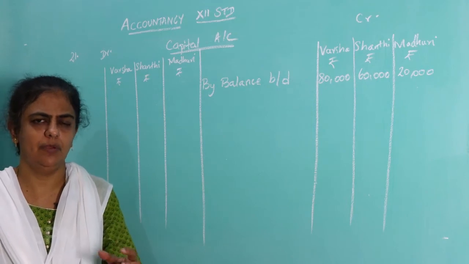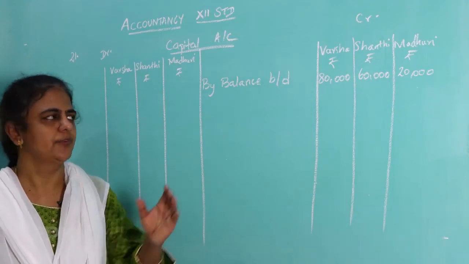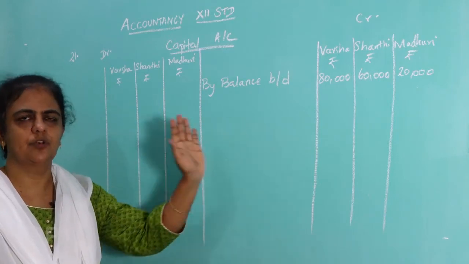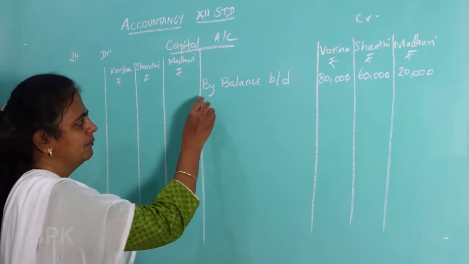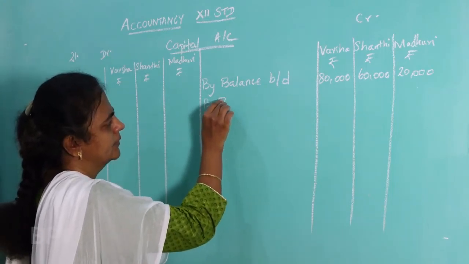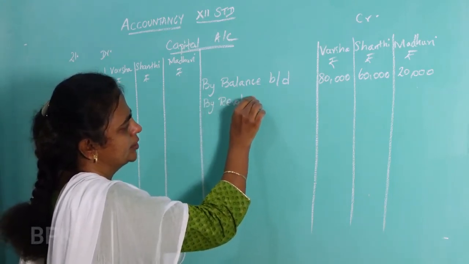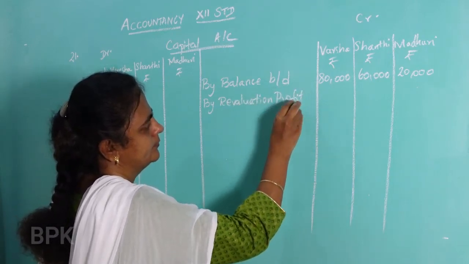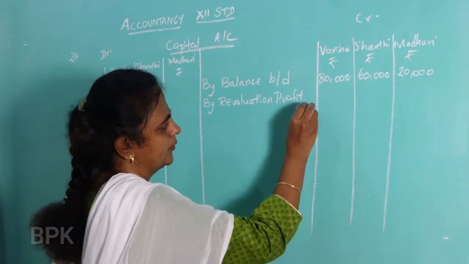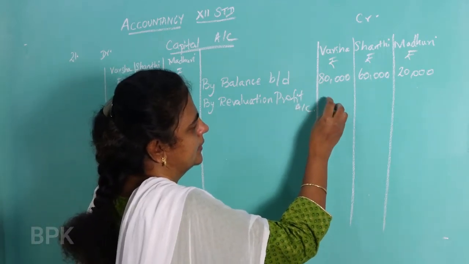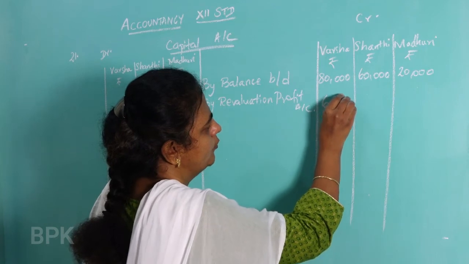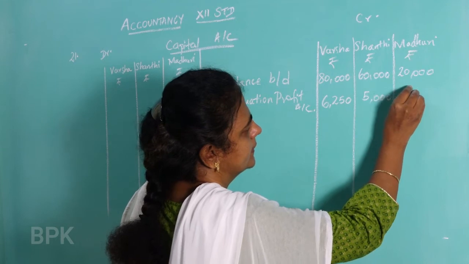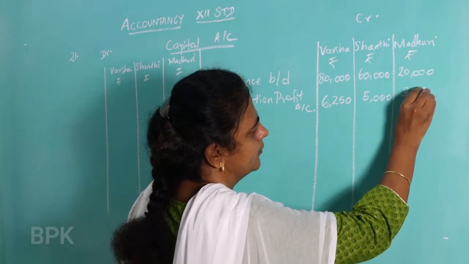Okay. Next, what you must do, you must see the revaluation account. You just now prepared revaluation account and you got a profit. So transfer the profit to the capital account. If it is profit, put on the credit side. If it is loss, means put it on the debit side. So by revaluation profit account. So that is 6,250, 5,000, 3,750.